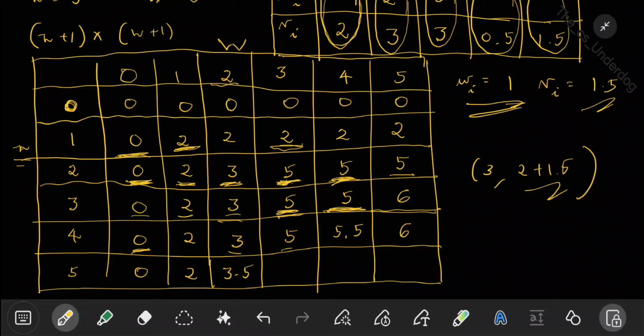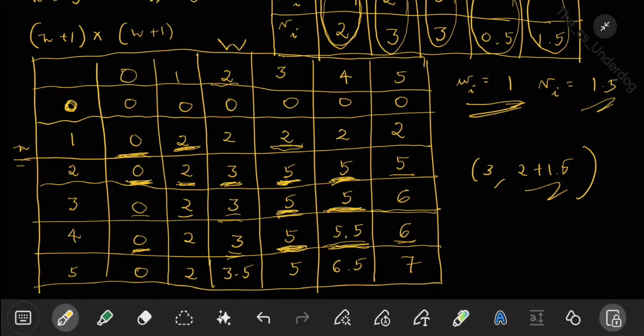What about the next one? Either 5 or 3 plus 1.5, which is 4.5. So 5 is larger. What about this block? Either you can take 5.5 or 5 plus 1.5, which is 6.5, which is larger. Next block, to fill this, either you can take 6 or 5.5 plus 1.5, which is 7. So 7 is larger, you will put 7 here. This is how you will fill this DP table.